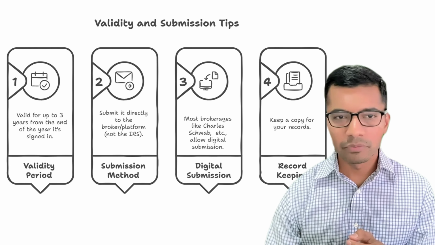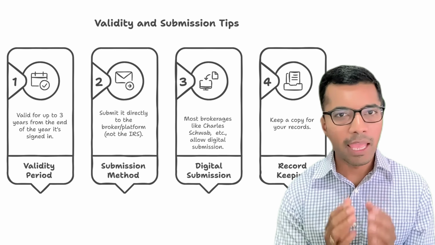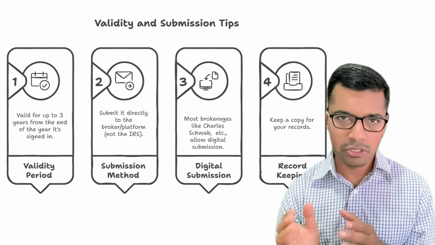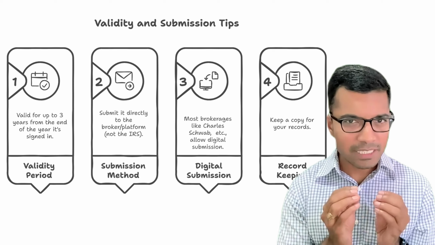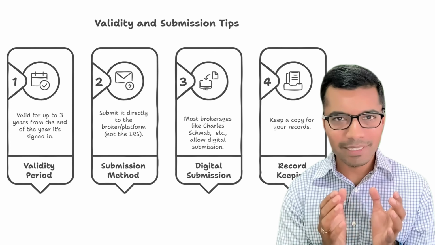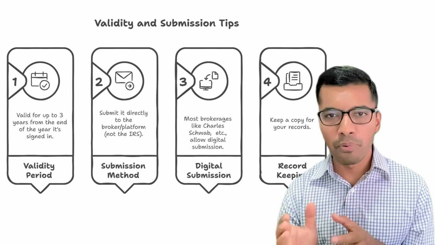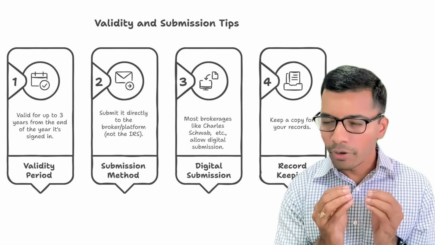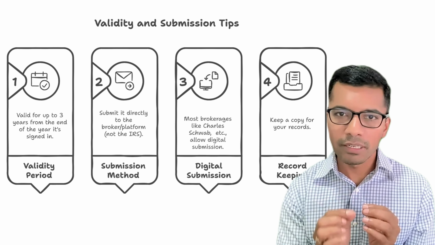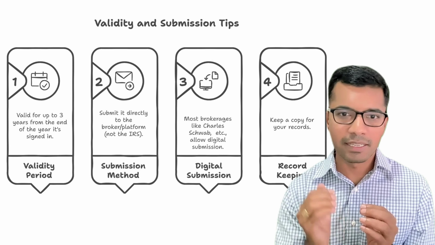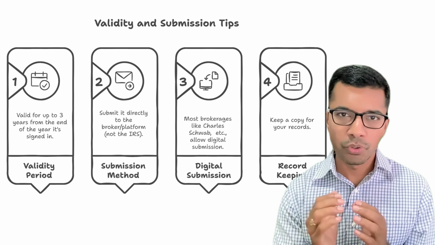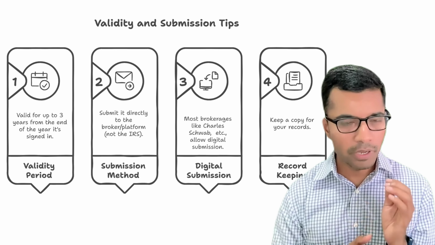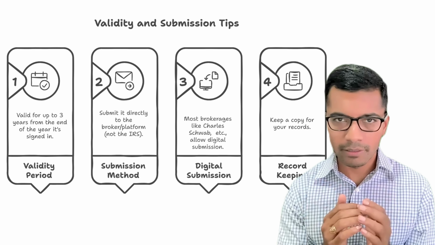So in summary, the W8BEN form helps you avoid additional tax withholding with any custodian or broker. It is essential if you're earning US income while living abroad and you're not a US citizen or a green card holder. When you're filling the form, double check the treaties again, as these treaties can change, making sure you are quoting the right treaties when you're submitting the form. Also ensure the details in the form are correct.